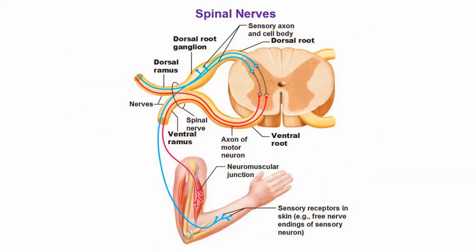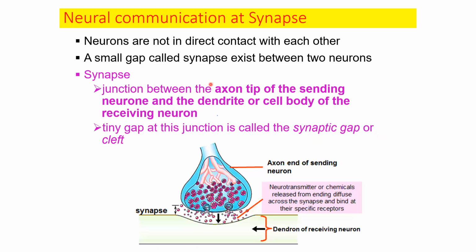You can see the swollen region, dorsal root ganglion can be seen clearly. Okay, now remember one more important point that is new in the syllabus about the synapse. Synapse is a tiny gap between every two neurons.